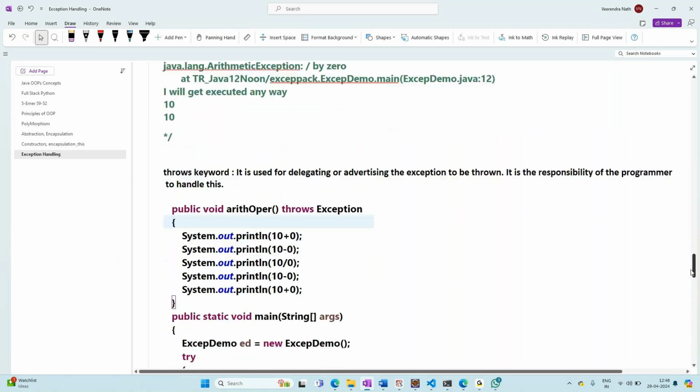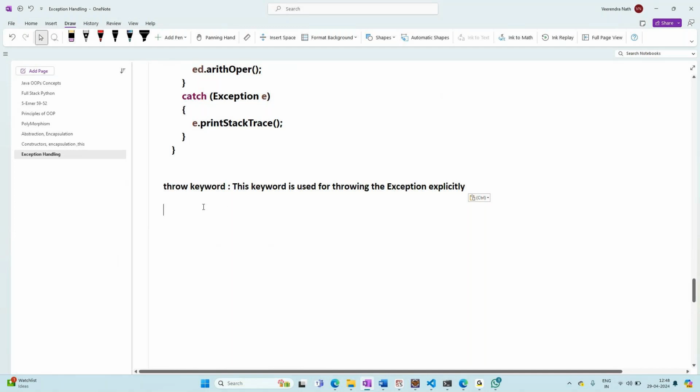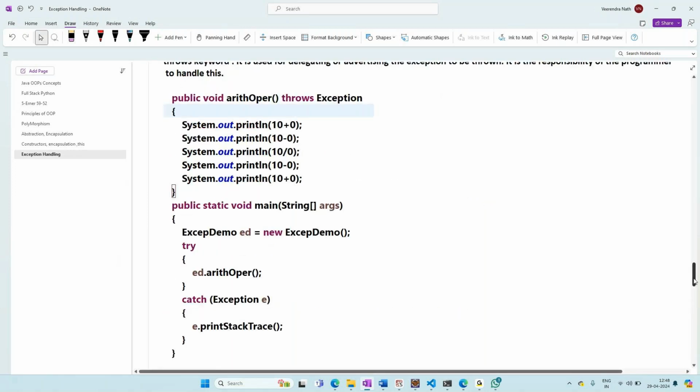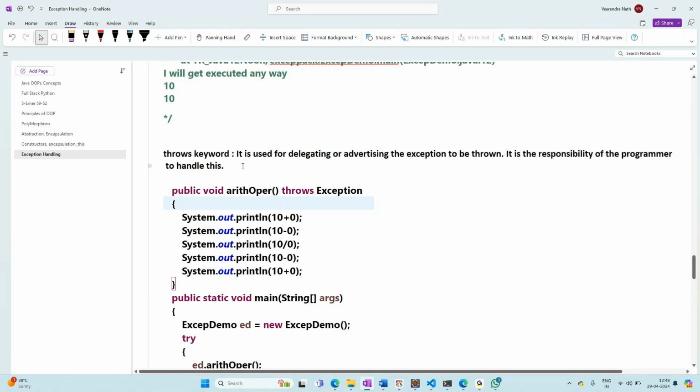Finally we will look at the throw keyword. What the throw keyword says is that this keyword is used for throwing an exception explicitly. One more thing that we can write here is that we can use throws. It is used for delegating or advertising the exception to be thrown. It is the responsibility of the programmer to handle this.